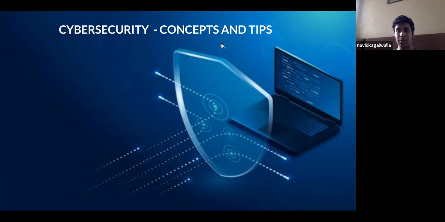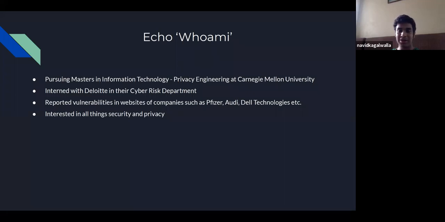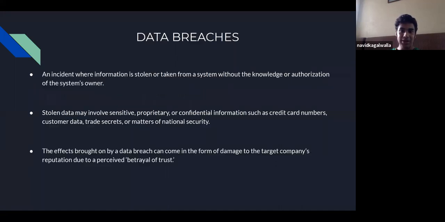So today's talk is going to be on cybersecurity concepts and tips. Today we'll be talking about data breaches. A data breach is basically an incident where information is stolen or taken from a system without the knowledge or authorization of the system's owner. This stolen data may be sensitive, proprietary, confidential, and may include personally identifiable information as well. Personally identifiable information is anything that helps an attacker know exactly who you are. This can mean name, email address, your physical address, your Aadhaar card information, your credit card numbers.